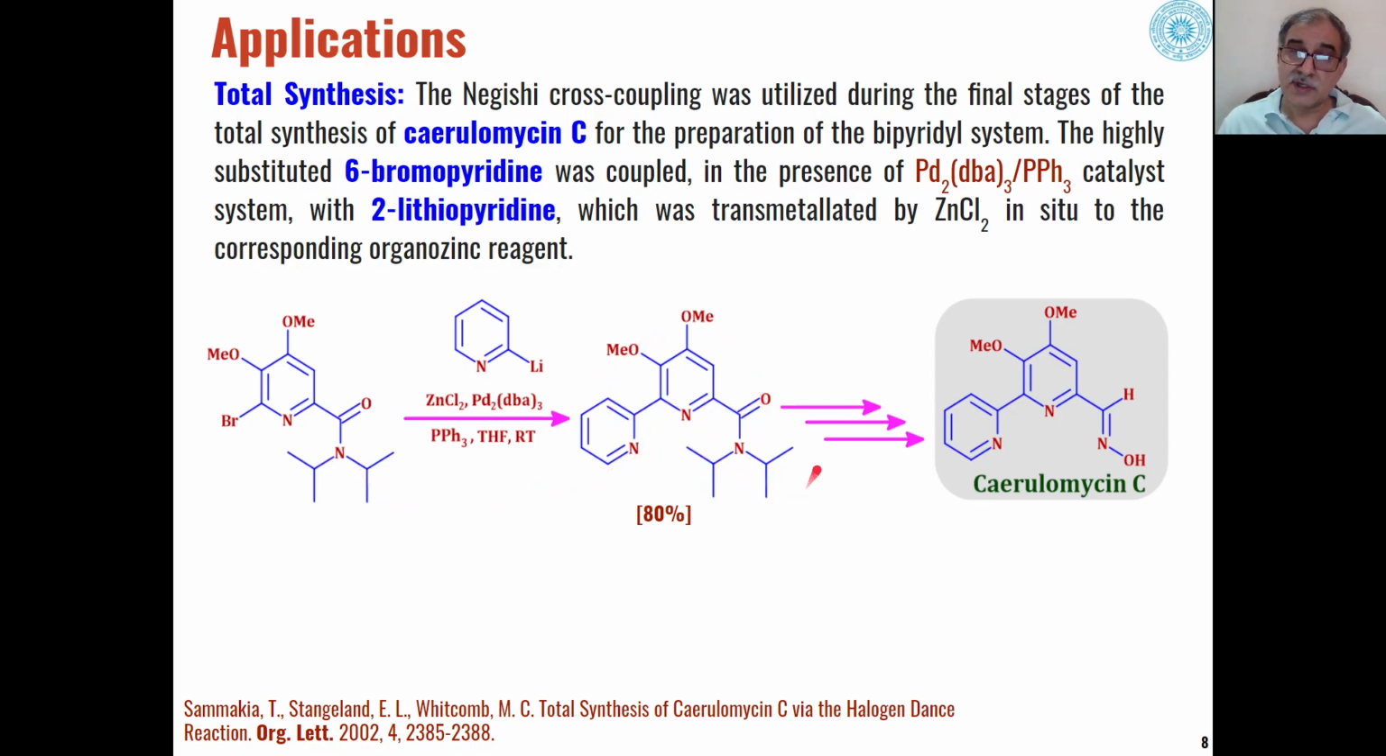And on further reactions, this part of the molecule can be converted into this type of oxime, which is cerulomycin C, a natural product containing a 2,2-bipyridine system. And this is again a very important biologically active compound.